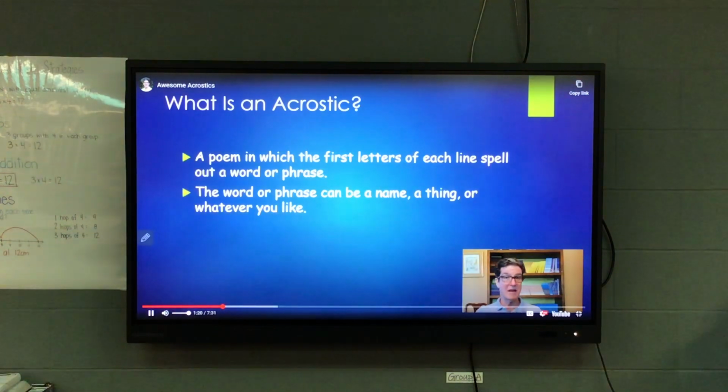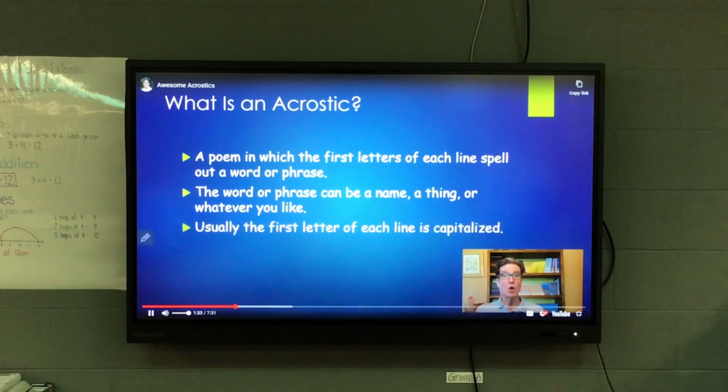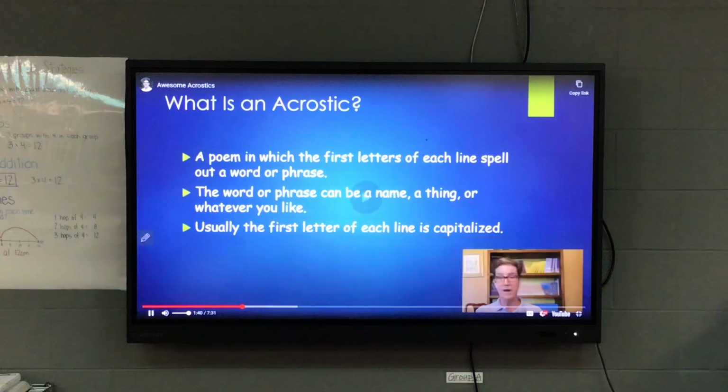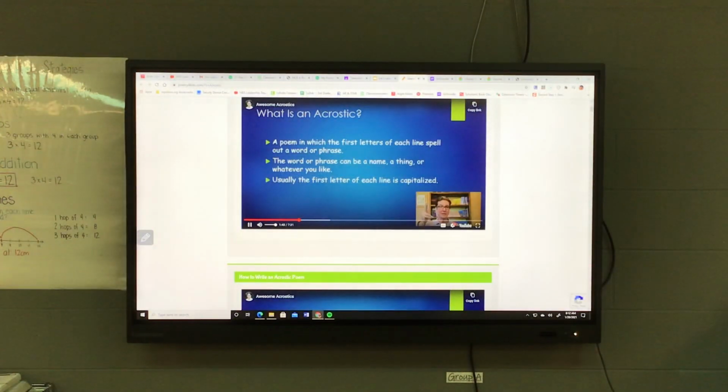Now, that word or phrase can be just about anything. It can be a name, it could be your name, someone else's name, it could be a thing, like something that you like or something that you don't like, or a place, pretty much anything you like. Now, commonly, that first letter of each line is also capitalized. You don't have to do this, it is not a rule, but if you capitalize the first letters of each line, what that does is it helps your word or phrase stand out and be more easily seen. And so that will help people identify your poem as an acrostic poem.